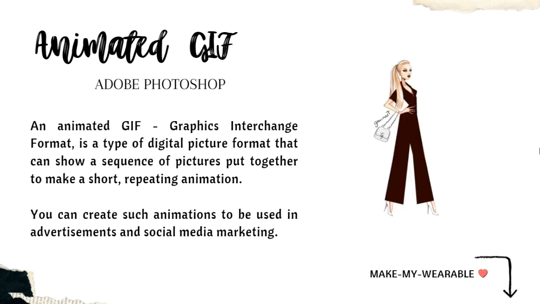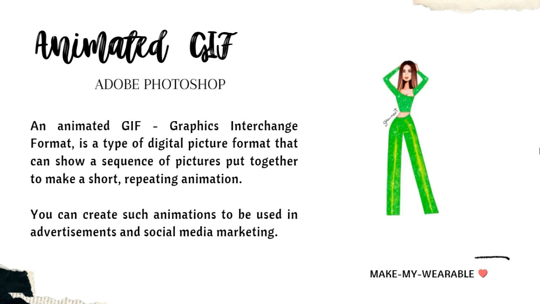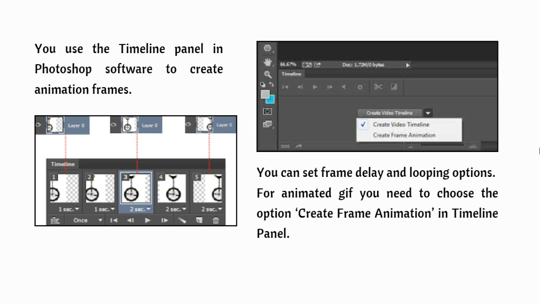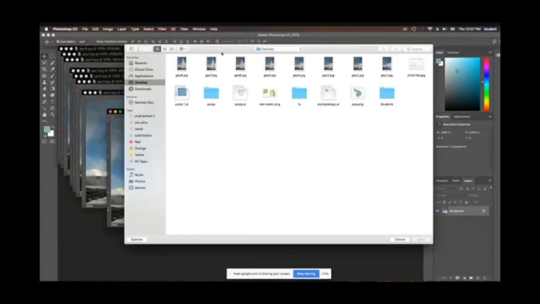In this demo, I will show you how to use pictures for creating an animated GIF. An animated GIF is a type of digital picture format that can show a sequence of pictures put together to make a short repeating animation. I will open a series of photos taken of a geisha in Adobe Photoshop.